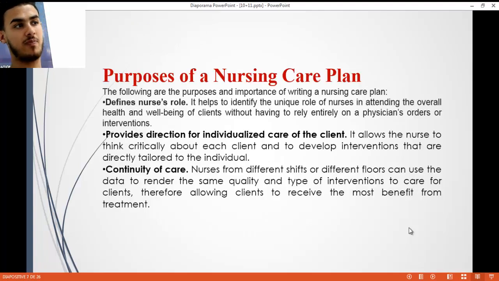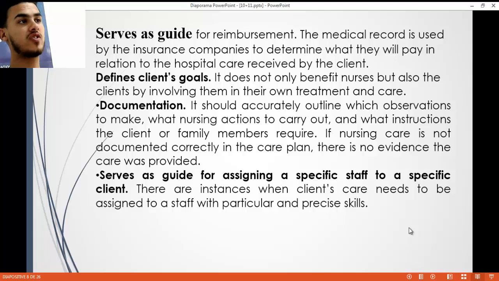Purposes of a nursing care plan. The following are the purposes and importance of writing a nursing care plan. First, it defines the nurse's role. Second, it provides direction for individualized care of the client. It allows us to give more details about a specific patient. Third, continuity of care, which means that a nurse, while reading a care plan, continues to take care of the patient. While knowing what happened to the patient, he will try to do his best to stay with him. It serves as a guide.